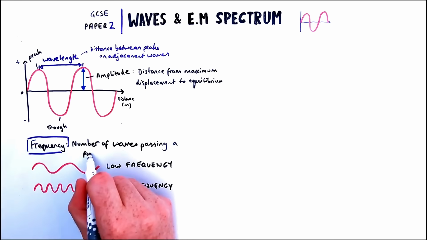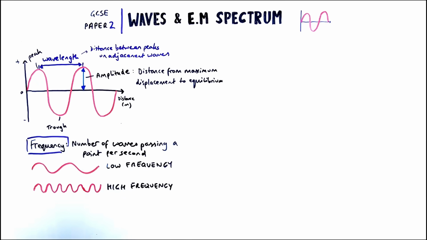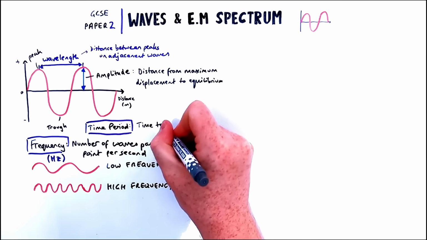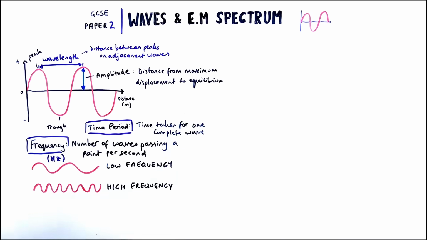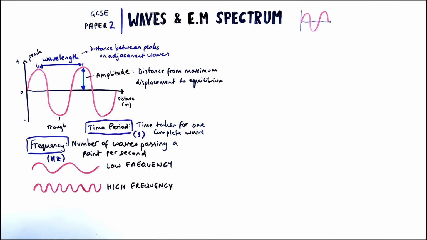Another key definition to know with waves is what frequency means. So frequency is defined as the number of waves passing a point per second. You could also say the number of vibrations or oscillations per second. It's measured in hertz, which we abbreviate to Hz. Time period is another definition which we need to know. It's the time taken for one complete wave, and it's also commonly referred to as period instead of time period, and it's measured in seconds.